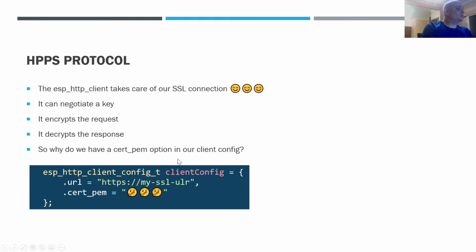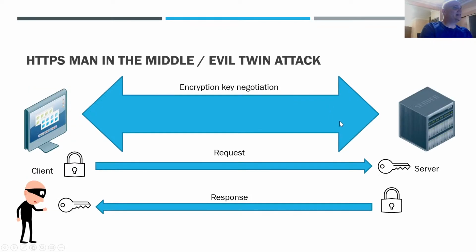So that's all cool. So then why do we have this cert PEM option in our client config? Because this actually confuses quite a lot of people. What is this guy doing in here? All right. Well, there are two things that a certificate will give us. The first thing is it'll give us encryption, but the other thing it gives us as well is validation of the server.